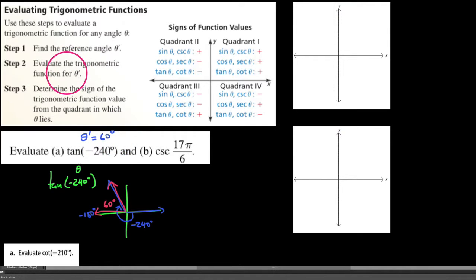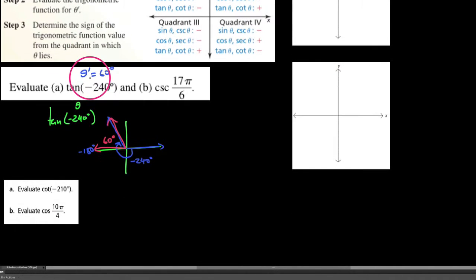So now for step 2, what step 2 says is that we're going to evaluate the trig function for theta prime instead. In other words, instead of doing the tangent of negative 240 degrees, what we're going to do instead is find the tangent of its reference angle. And so the interesting thing about this is this. I'm going to write equals the tangent of its reference angle here.